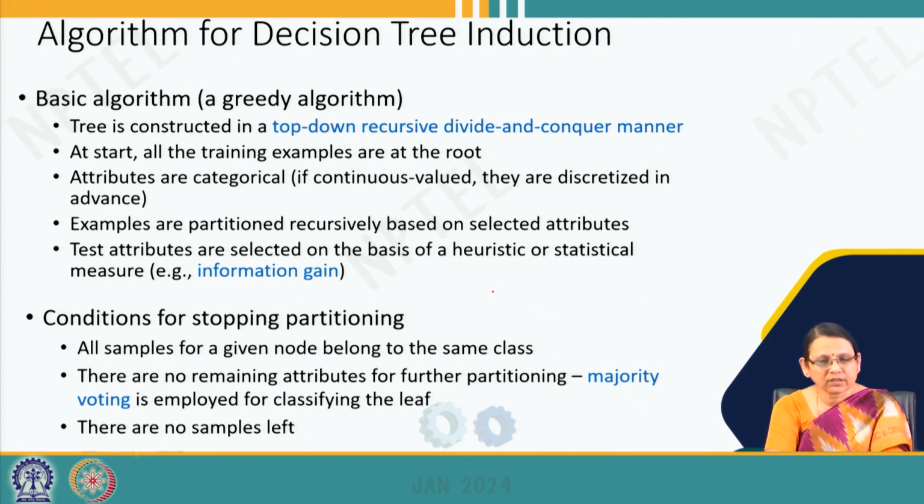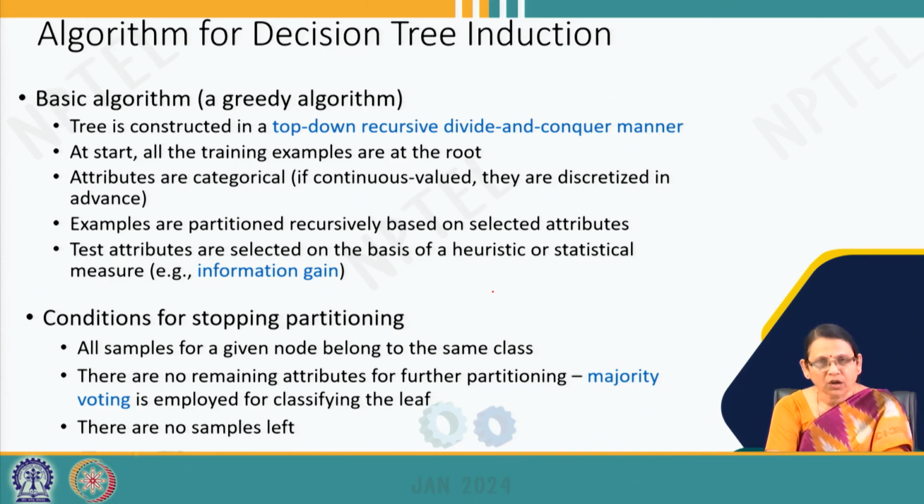So, this is the algorithm for decision tree induction. You construct the tree in a top down recursive divide and conquer manner. At start, all the training examples are at the root, attributes are categorical. As I told, if it is continuous, you have to discretize them in advance. Now, example patterns are partitioned recursively based on the selected attribute. The test attributes are selected on the basis of certain heuristic or statistical measure.